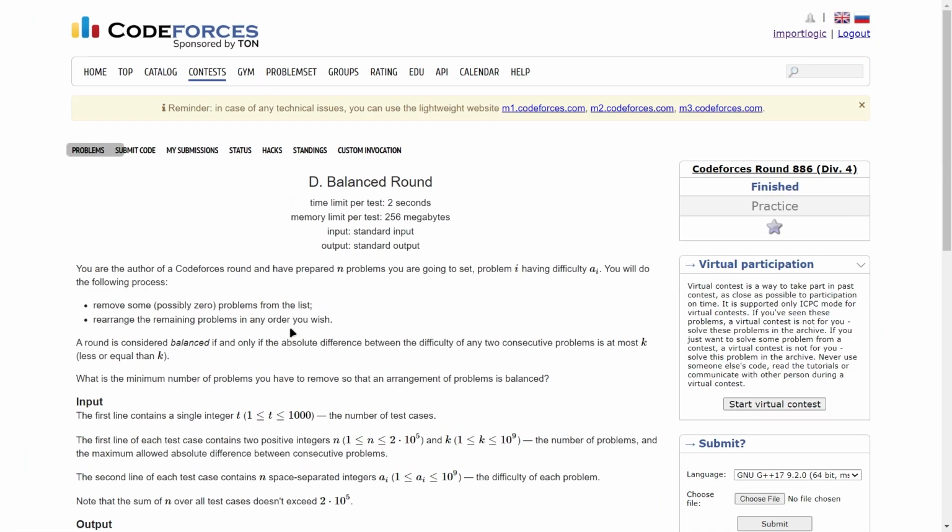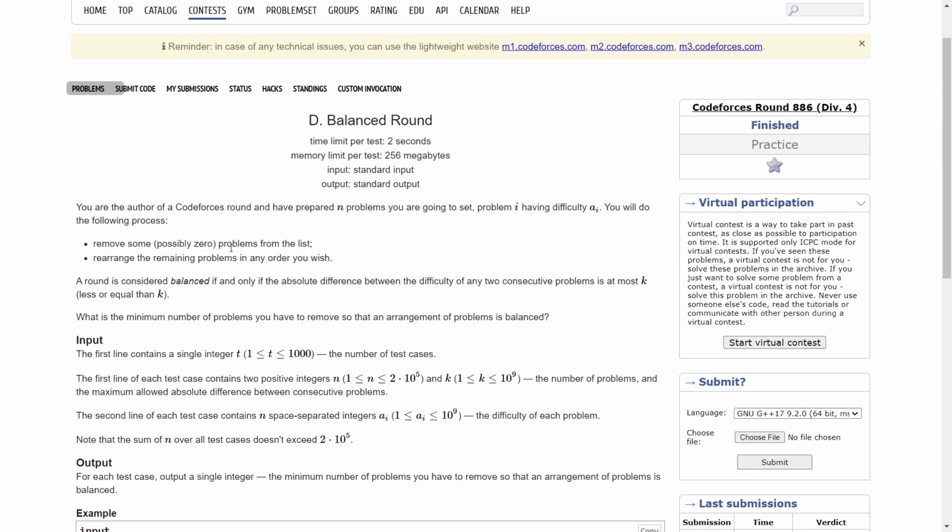Now coming on to the fourth problem. This particular problem says that we have been given n problems and each of the problems has a difficulty a i associated with it. Now what we have to do is we can remove some of the problems from the list. The first point says that we can remove some of the problems from the list and rearrange the remaining problems in any order we want.